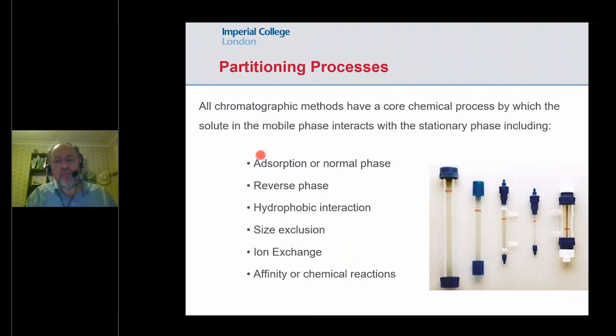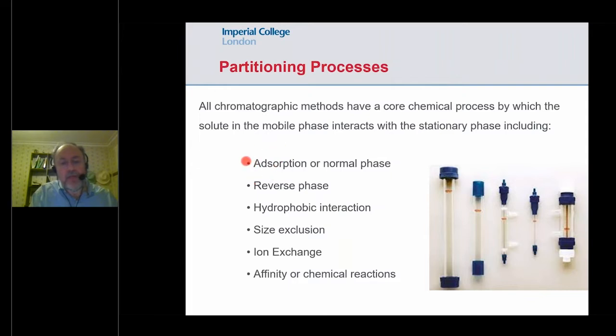Now, one of the things, of course, we're interested in is the partitioning process. And in chromatography, be it gas phase or liquid phase, there are a range of different physiochemical processes which involve or control the way a solid interacts with our stationary phase. So very commonly, it's just simply adsorption phenomena.